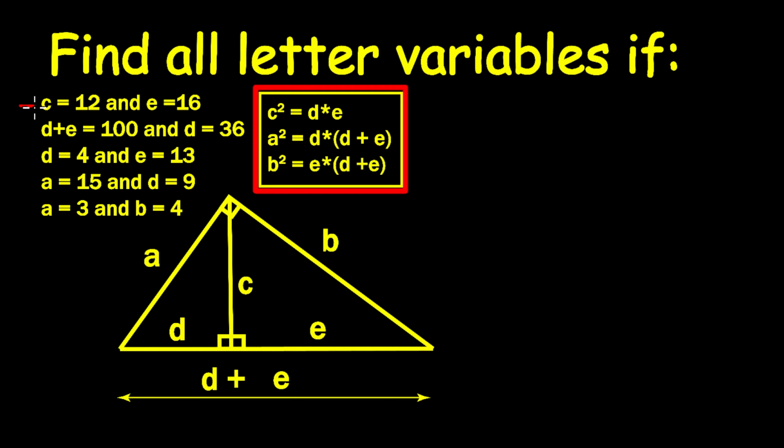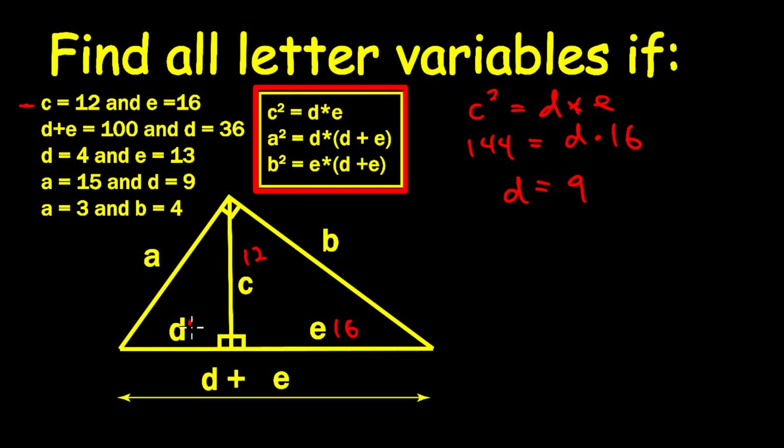So now let's start with our first set of variables. C equals 12 and E equals 16. We will use the first formula. So C squared equals D times E, and then 144 equals D times 16, and then D equals 9. So D is 9.